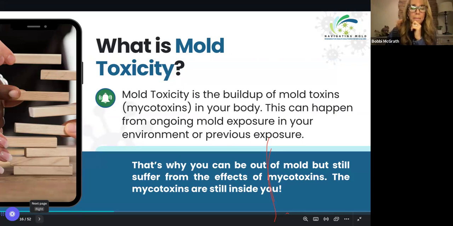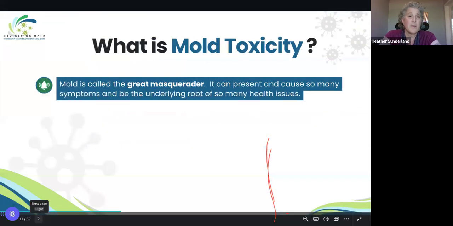That's why someone can leave a moldy environment and they're still sick, and they think, well, I left the mold, why don't I feel better? But the bottom line is the mold and the mycotoxins are still in the body. So part of getting well is making sure that we can start to support the body and support detox pathways and get those mycotoxins out of the body.